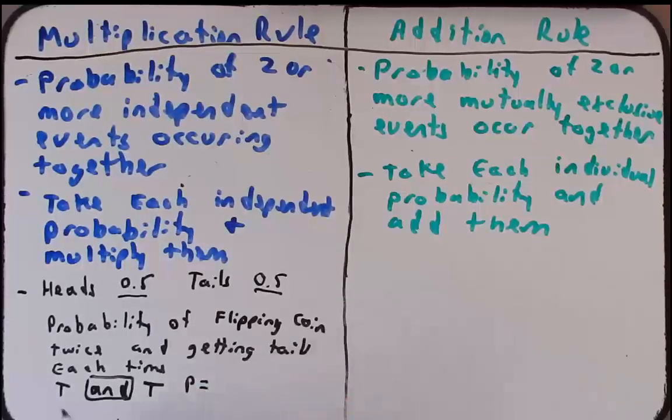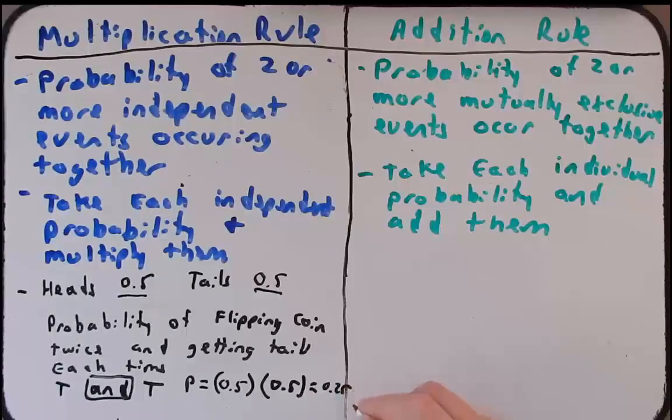So let's calculate this then. The probability of getting a tail on the first toss is 1/2. And then the probability of getting a tail on the second toss is also 1/2. And so then that equals 0.25. So the probability of getting tails on two successive tosses will be 0.25.